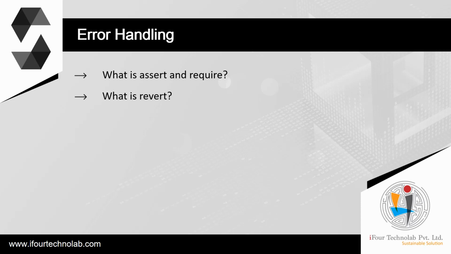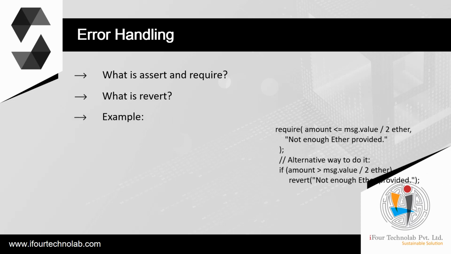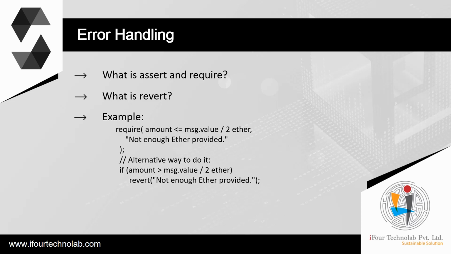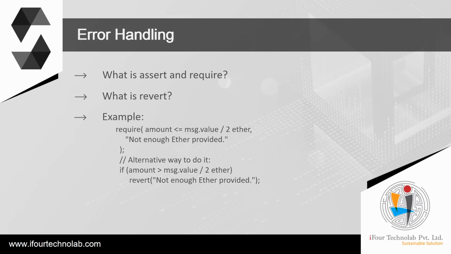What is revert? The revert function is another way to trigger exceptions from within other code blocks to flag an error and revert the current call. The function takes an optional string message containing details about the error that is passed back to the caller. Example: the given example shows how to use an error string together with a revert and the equivalent require. The two syntax options are equivalent, it's developer preference which to use.